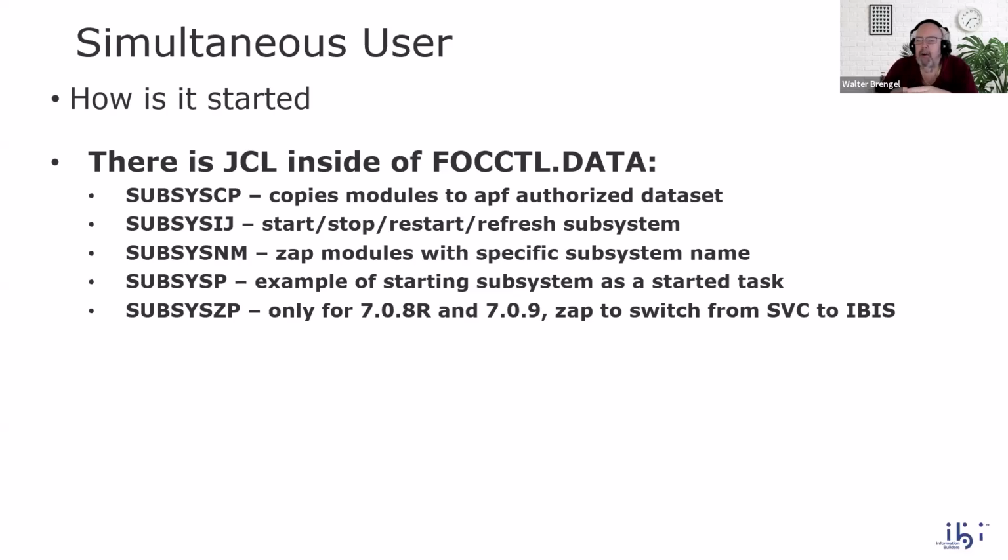And then in the really old releases, 7.0.8R and 7.0.9, you had the ability of using either the subsystem or an SVC. And if you go to z/OS 2.5 or higher, you can no longer use the SVC. You have to use the subsystem. So in order to tell the code that you don't want to use the SVC anymore, we have a ZAP that you have to do to change it back.